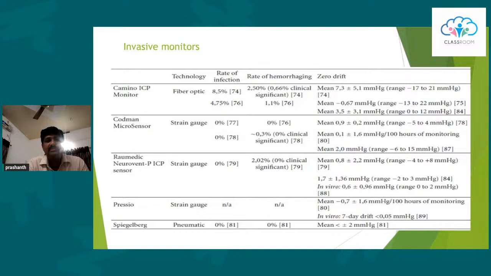Now we have got some of these fiber optic, strain gauge and pneumatic versions of the ICP monitoring, and the relative risk and the zero drift of the value, and the capability of zeroing it in vivo are described in this table. You can see that most of these intraparenchymal monitors will have a zero drift over a period of time. However, they have reasonable accuracy and have been validated with the gold standard, that is the external ventricular drainage system. But the relative risk of infection and bleeding is lesser when compared to the conventional EVD.